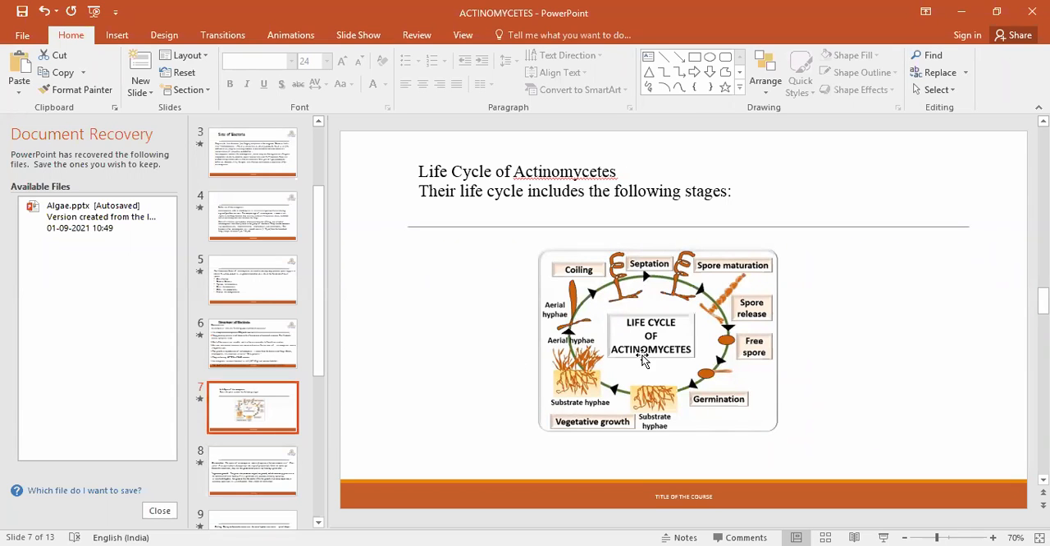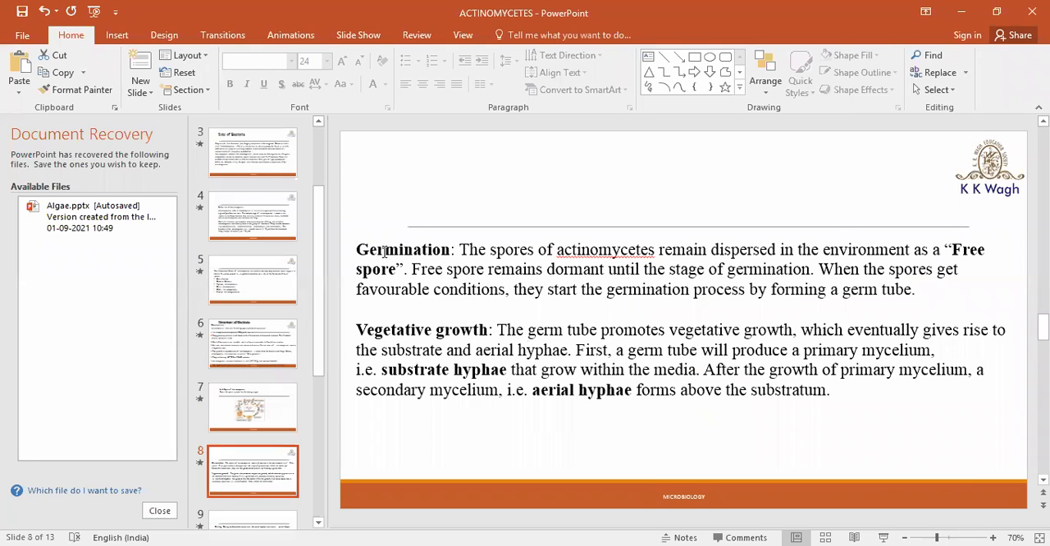This is the life cycle of the bacteria, which includes several stages. I will tell you this one by one. First is germination. The spores of the actinomycetes remain dispersed in the environment as free spores. These free spores remain dormant until germination, and when they get favorable conditions, they germinate by the formation of a germ tube. After germination, they start their vegetative growth. This vegetative growth is followed by the germ tube, which eventually gives rise to the substrate and aerial hyphae.